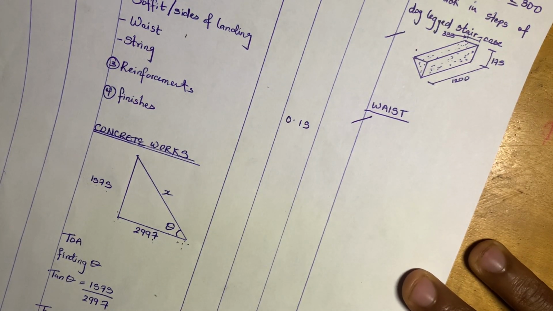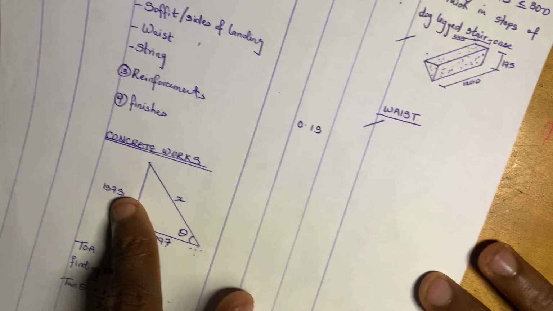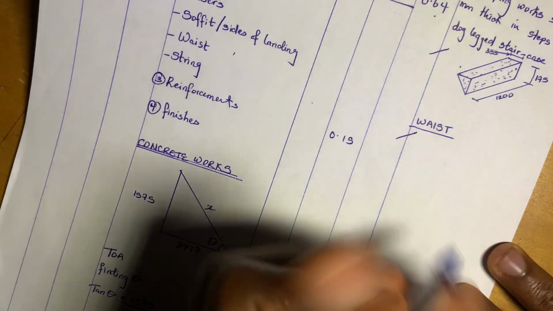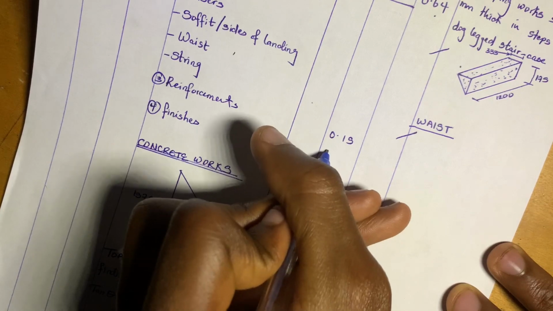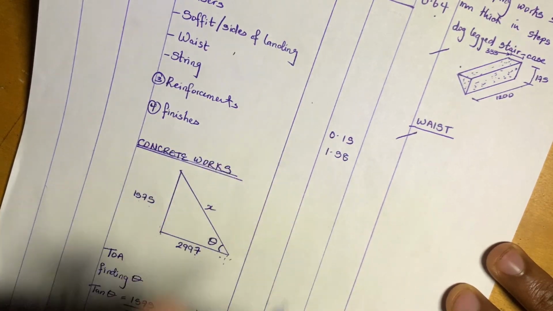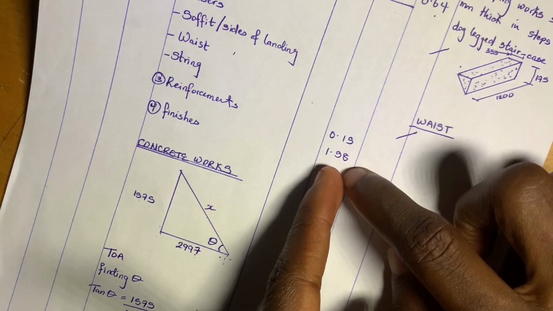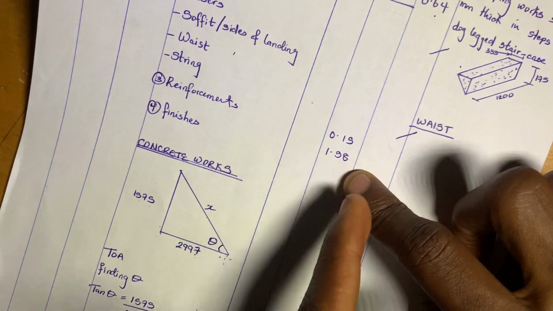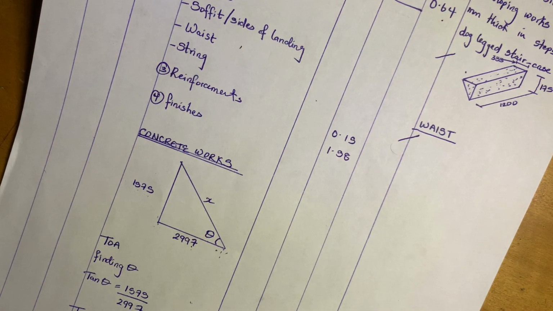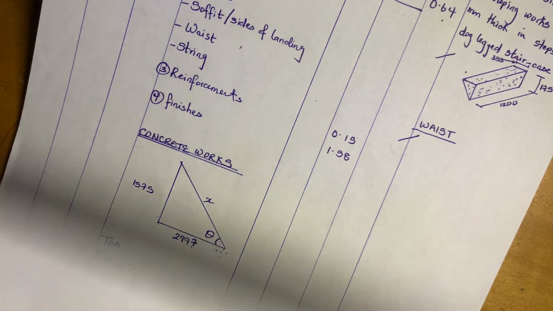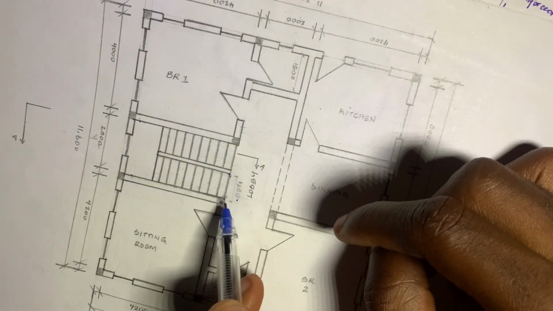0.15. And the height of the waist is going to be what? We've calculated it as 1,575. So convert it to meters, that will give me 1.58. Then we add our last parameter, we multiply it by the thickness, or rather the width of the staircase, which is from here to here.